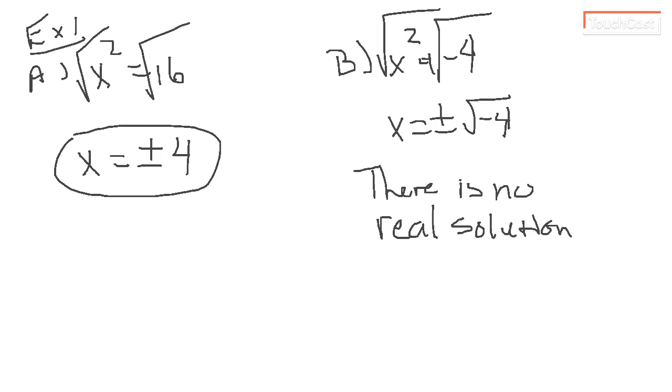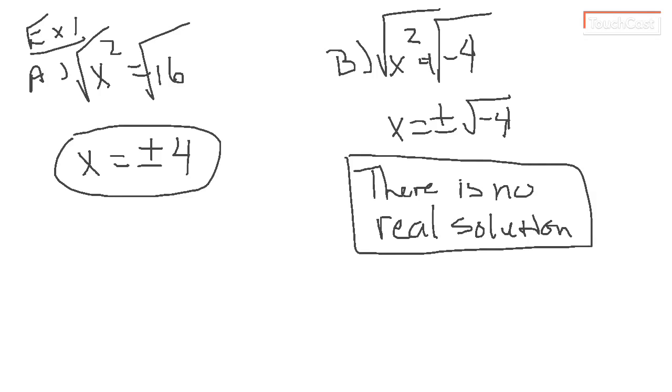When you get into higher level algebra, Algebra 2, you're going to learn about this idea called i, and that helps us deal with square roots of negative numbers. Right now, all we're going to worry about saying is that there's no real solution when we have a negative within a square root.